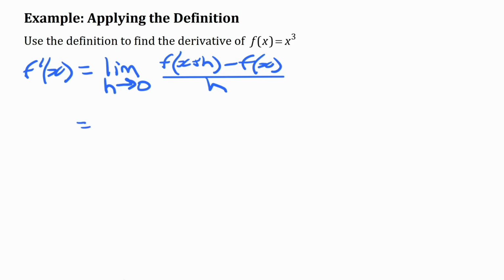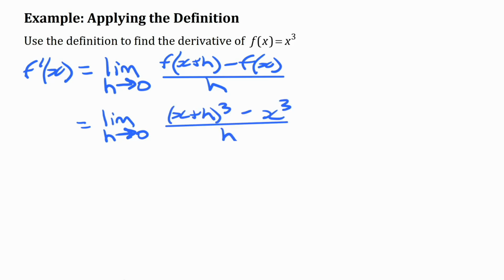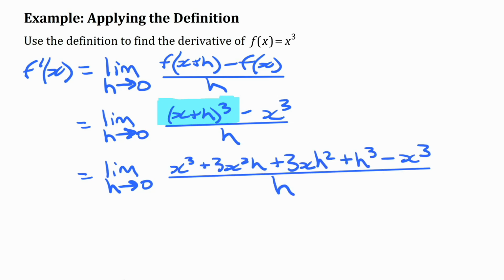But then we can put the specific function in. So that's going to be equal to the limit as h approaches 0 of x plus h cubed minus x cubed, because x cubed is the specific function. And that's going to be equal to the limit as h approaches 0. We can expand this expression right here. And what that's going to give us when it's all simplified is x cubed plus 3x squared h plus 3xh squared plus h cubed. And then minus x cubed on the end.